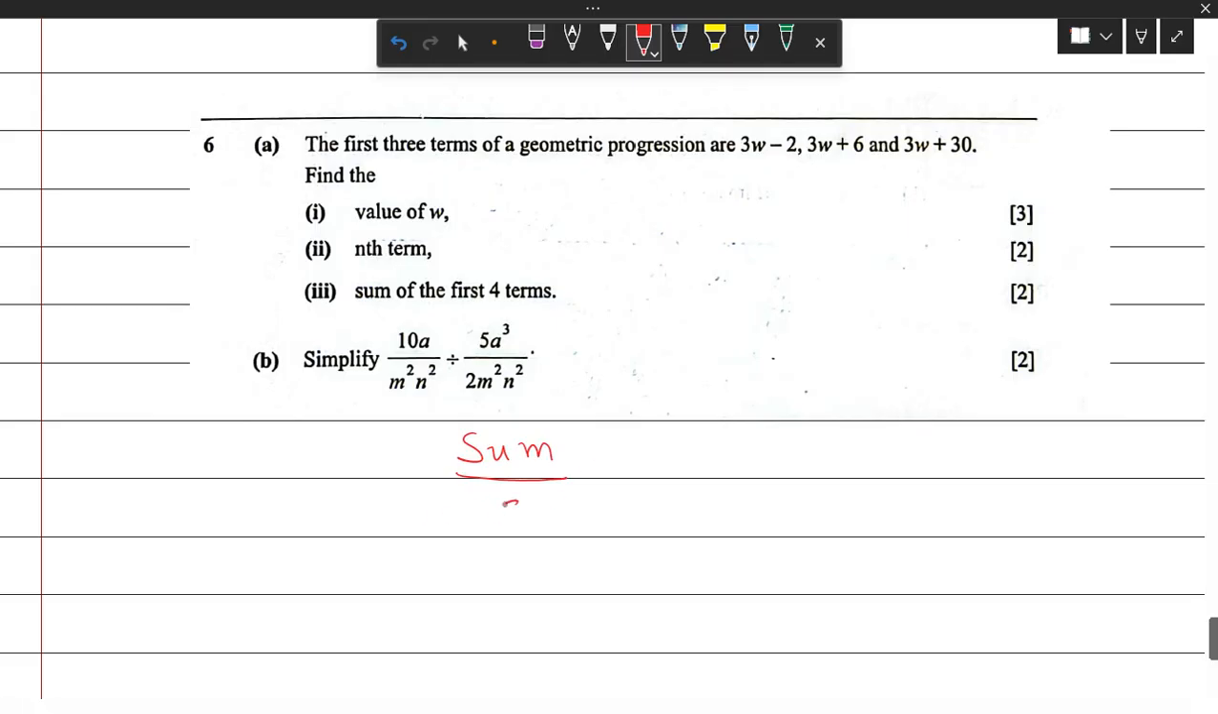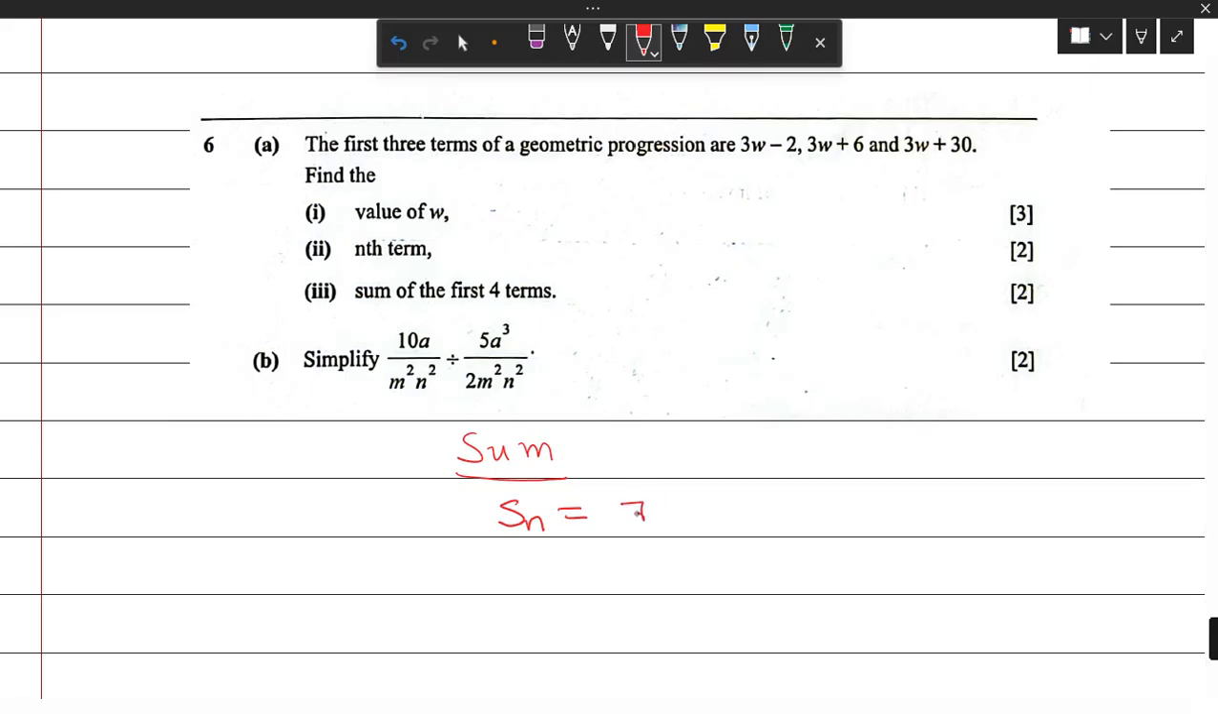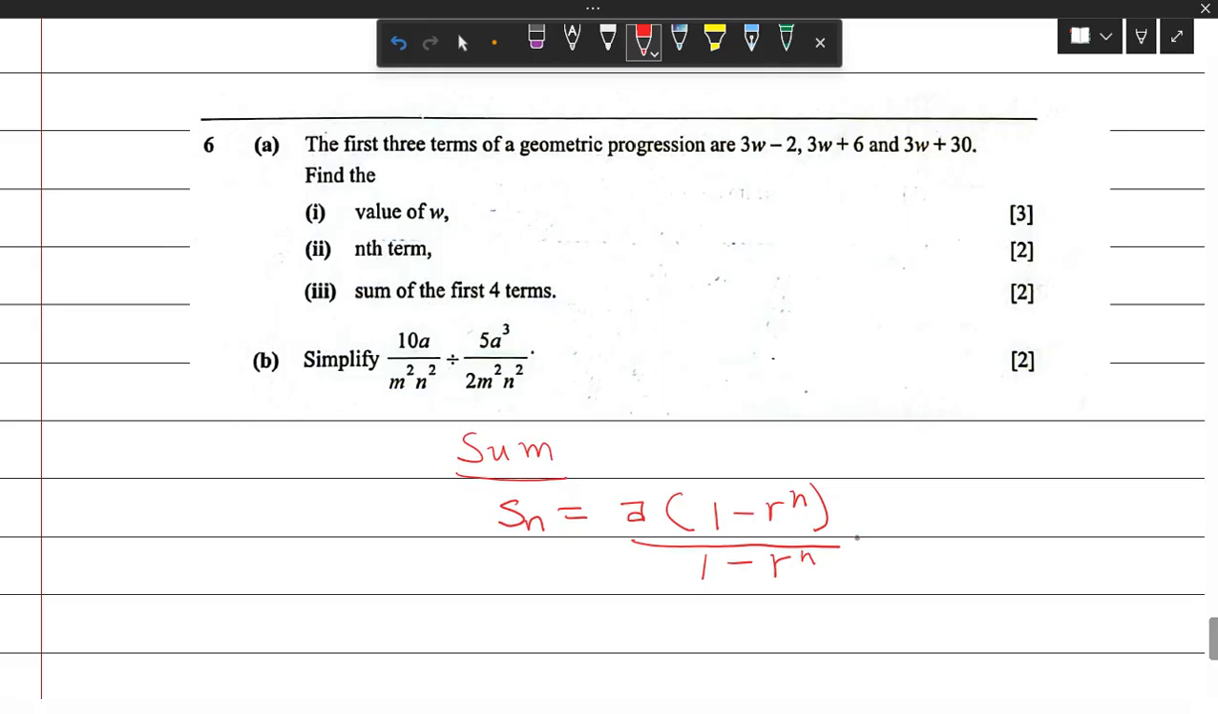So we'll write Sn equals A, open bracket, 1 minus r to the power n, close bracket, over 1 minus r. This is one of the formulas you can use to calculate the sum of the numbers in a geometric series. It is applied when you know the value of r is less than 1.